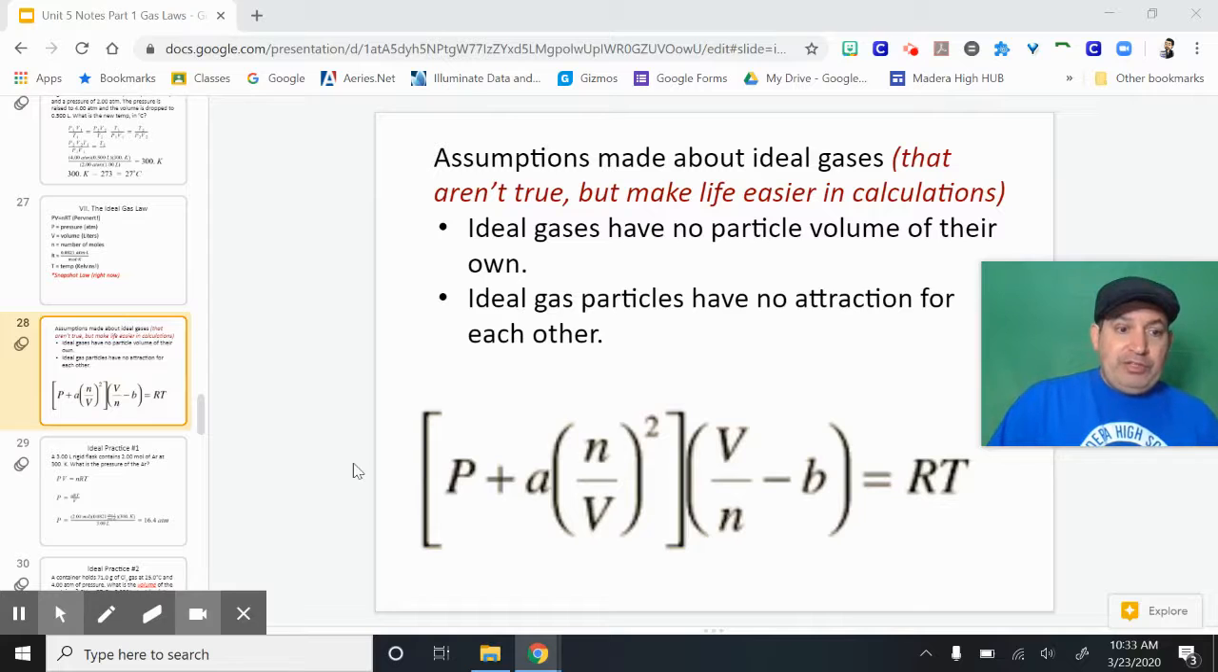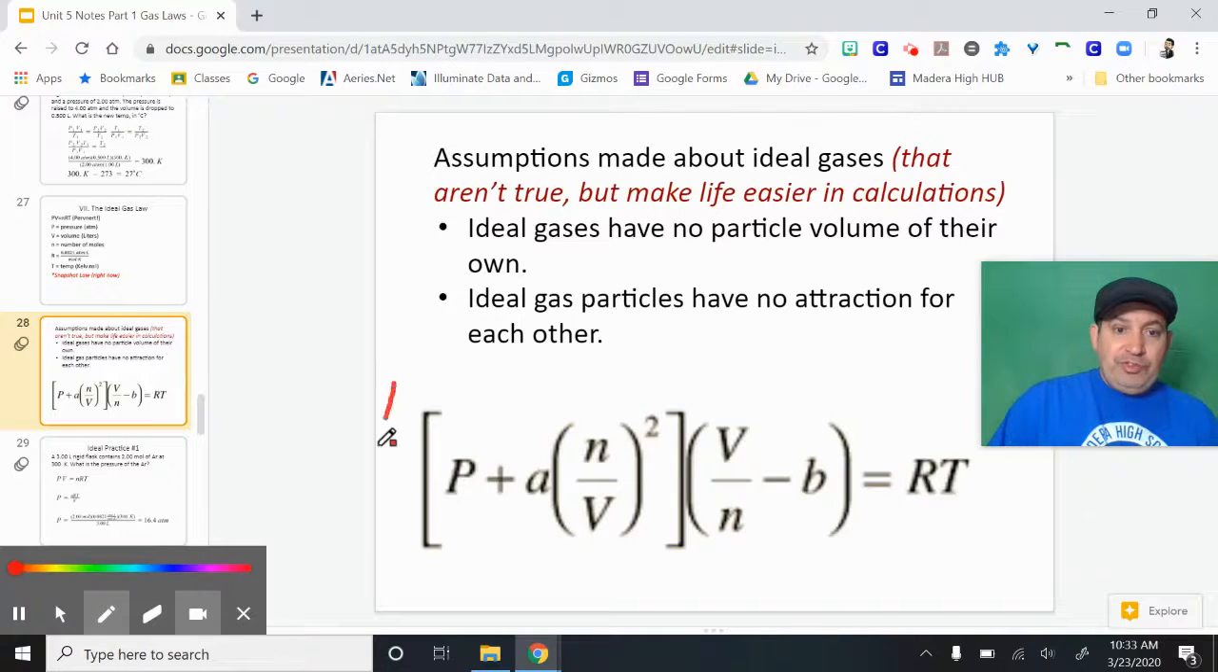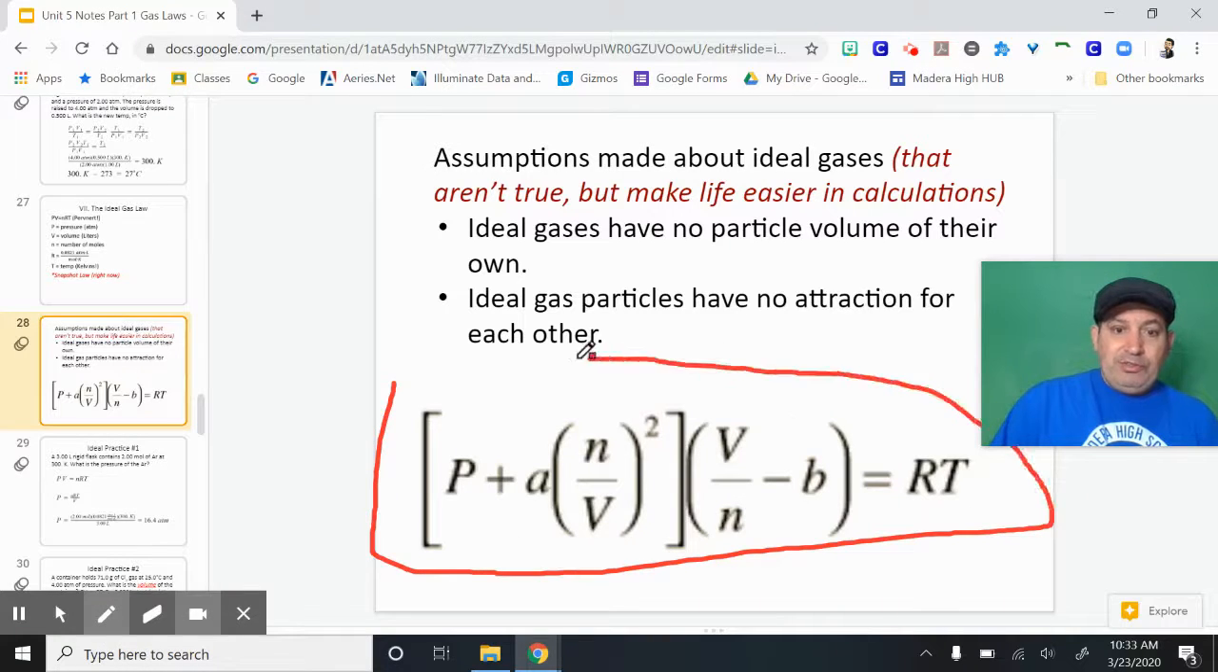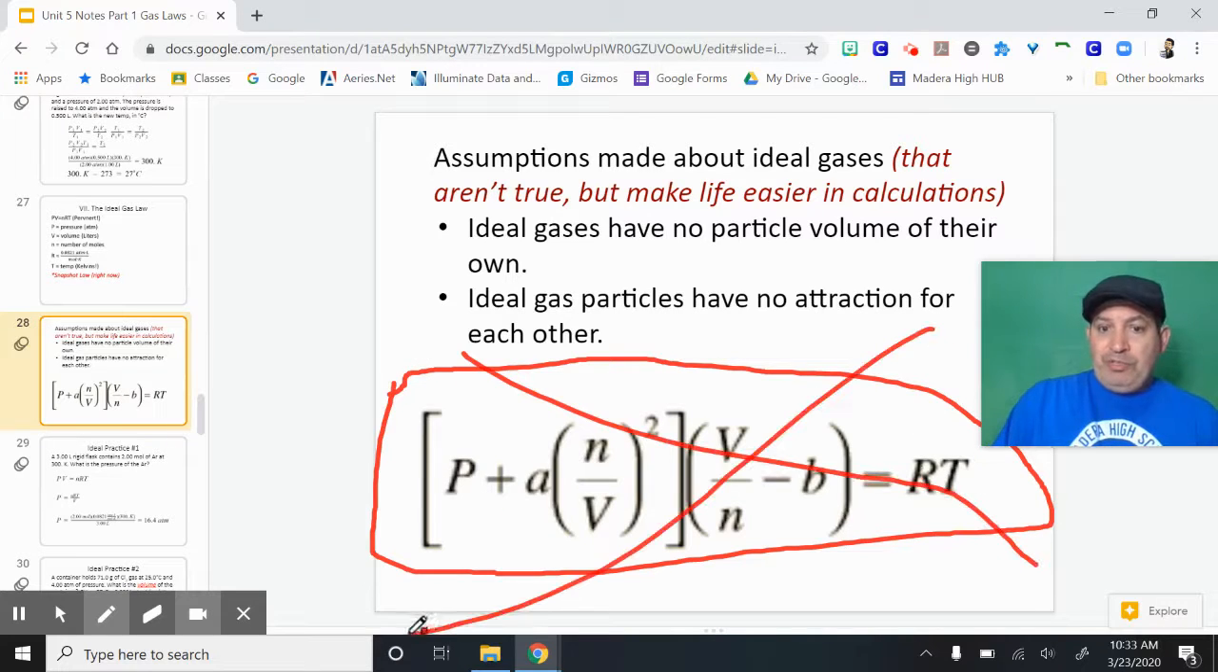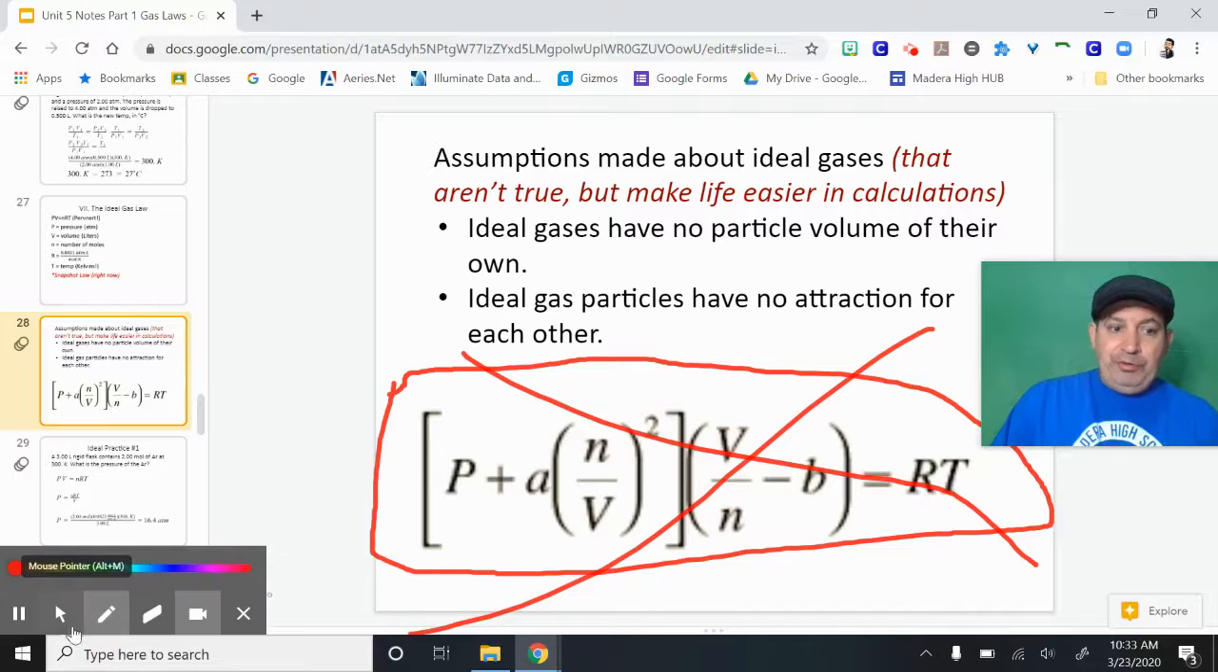If we don't make those assumptions, PV equals nRT looks like this, which is a nightmare. We don't even do this in AP Chem anymore. They got rid of it. So we don't have to do that. We have a very simple equation now.